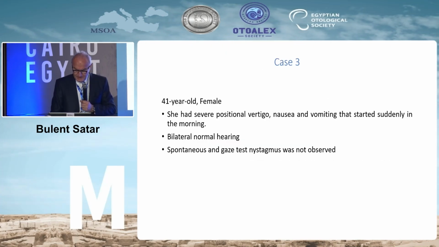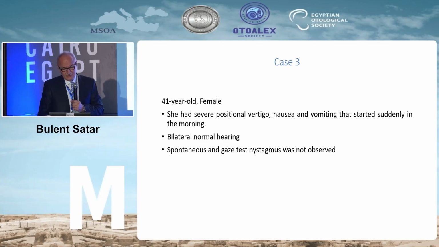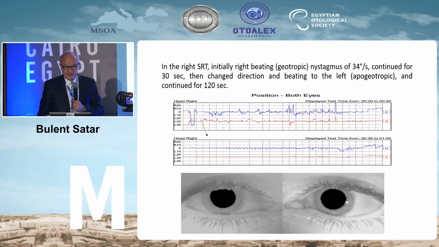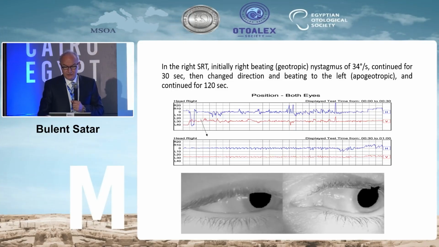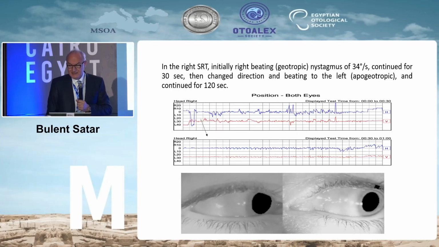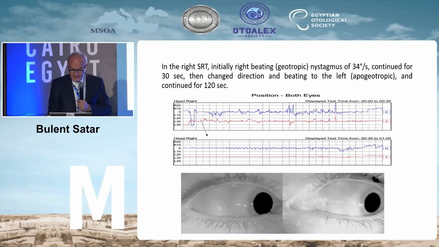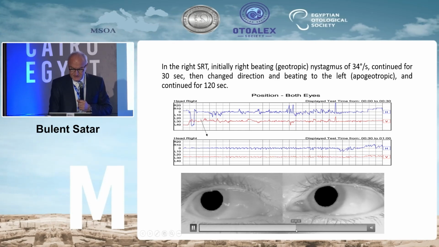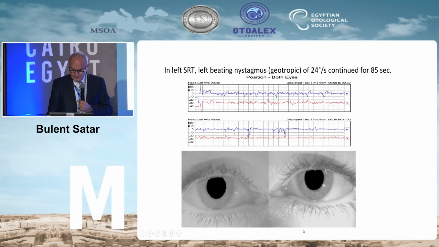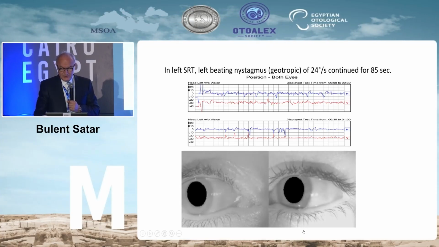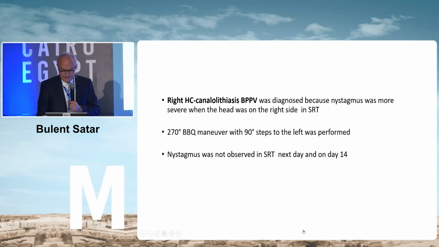This case is a 45-year-old female. She had severe positional vertigo. In the right supine roll test, there was initially right beating nystagmus of 34 degrees, continued for 30 seconds, then changed direction, beating to the left. That means apogeotropic. It changed direction. In the left supine roll test, left beating nystagmus of 24 degrees continued for 85 seconds.